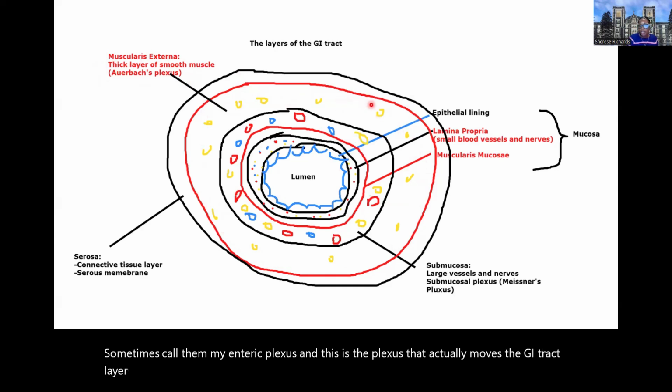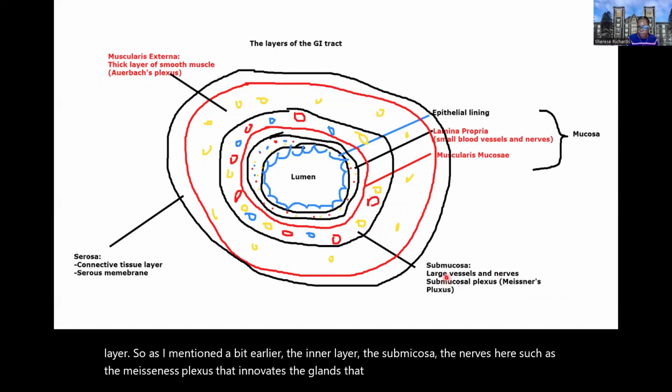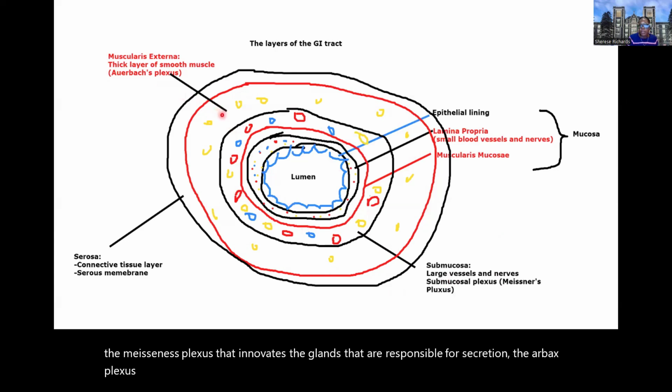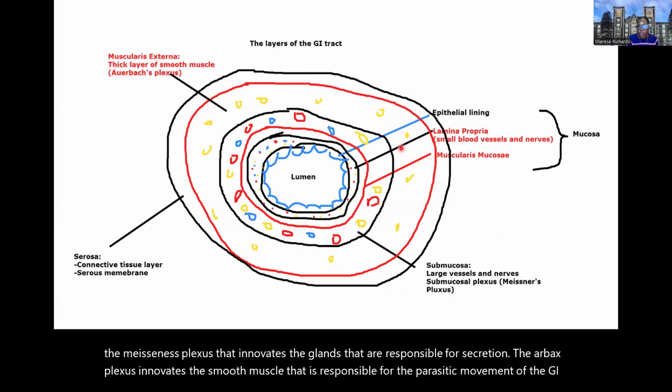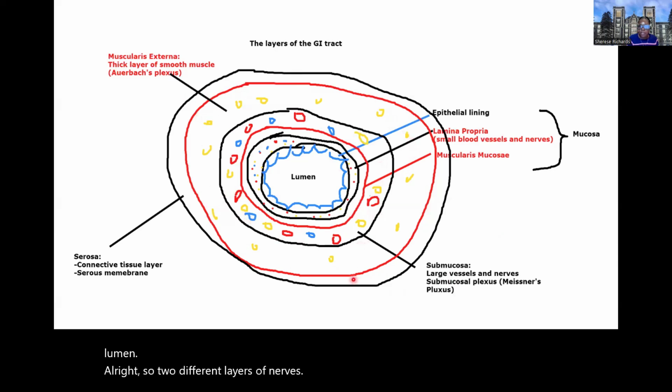So as I mentioned a bit earlier, the inner layer, the submucosa, the nerves here, such as the Meissner's plexus, that innervates the glands that are responsible for secretion. The Auerbach's plexus innervates the smooth muscle that is responsible for the peristaltic movement of the GI lumen. All right, so two different layers of nerves and muscle that have slightly different functions.